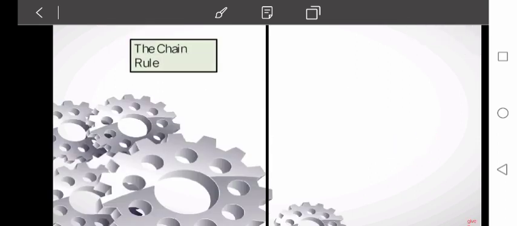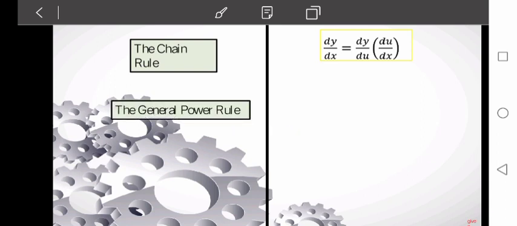Recapitulation tayo. So we have the first one, the chain rule. So ito yung formula ng ating chain rule: dy over dx is equal to dy over du times du over dx. The general power rule, d over dx of u raised to n is equal to n u raised to n minus 1 times the u prime.